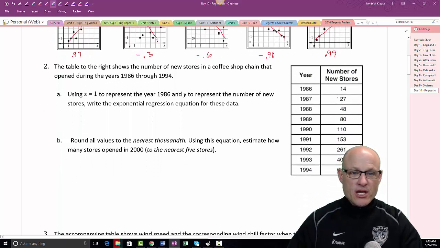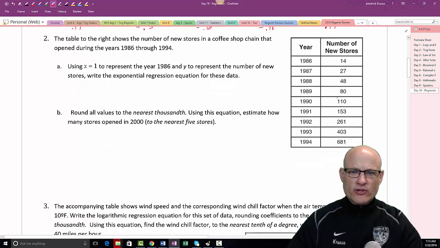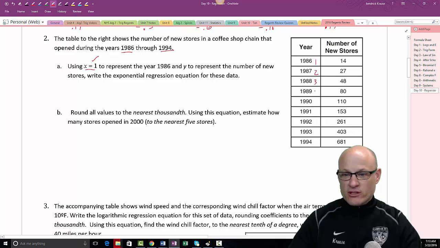All right. The table on the right shows the number of stores in a coffee shop chain that opened during the years 1986 to 1994, using x equal to 1. And oftentimes they do this. Be careful. We're not putting these numbers in. 1986 is 1. That makes this 2, that makes this 3, 4, 5, 6, 7, 8, and 9. And y represents the number of new stores.